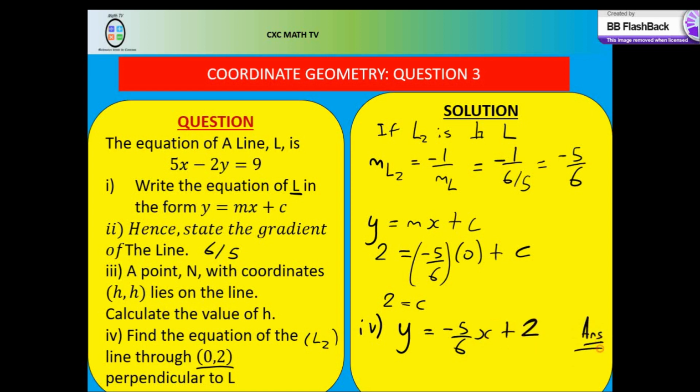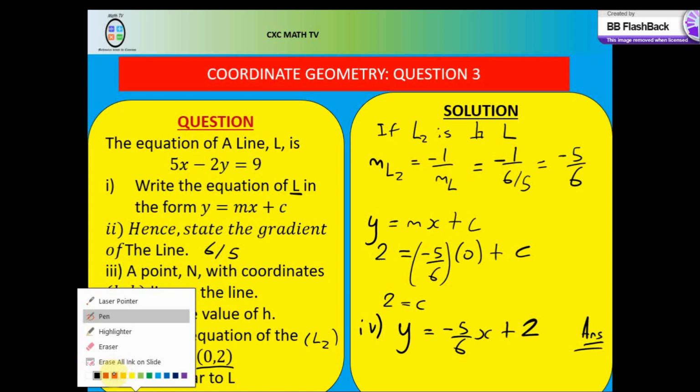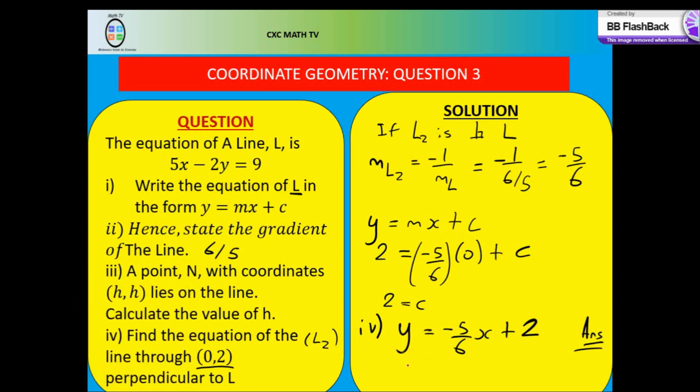That's if you're giving it in standard form. You could give it in the general form by multiplying through by 6 and writing 6y is minus 5x plus 12. Then bring the 5x to the other side to say 5x plus 6y is equal to 12. If you wanted to give it in that form, that is also fine. It really does not matter. That is it.